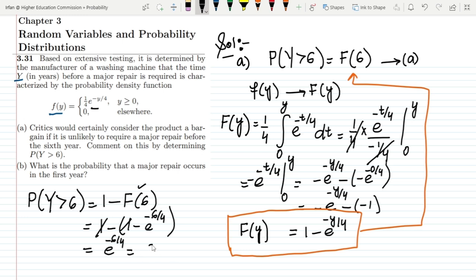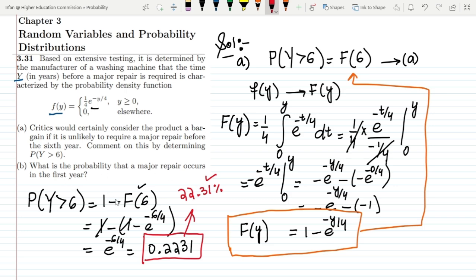Which will be 0.2231. Okay, so that is the answer of part A of my question, which is around 22.31%, which is not low. So I have to consider this value as well, because this is 22%, which is not low. Now going to part B of my question: what is the probability that a major repair occurs in the first year?